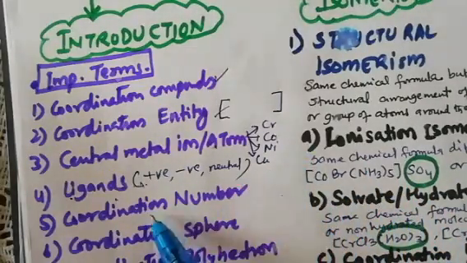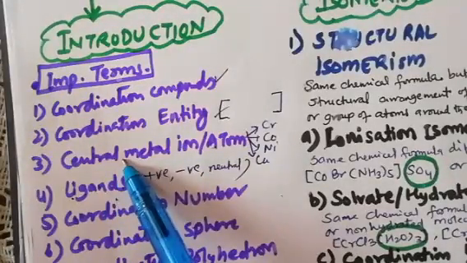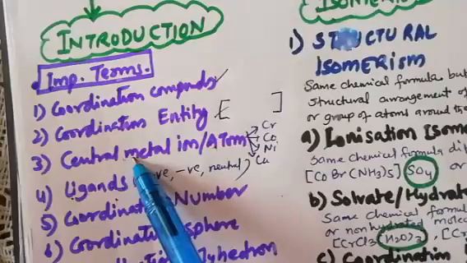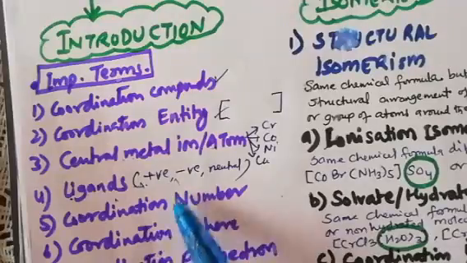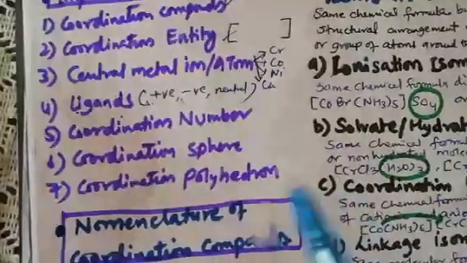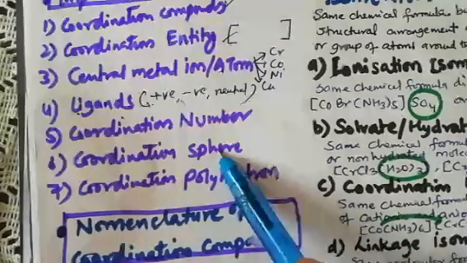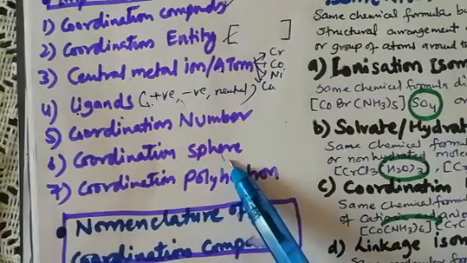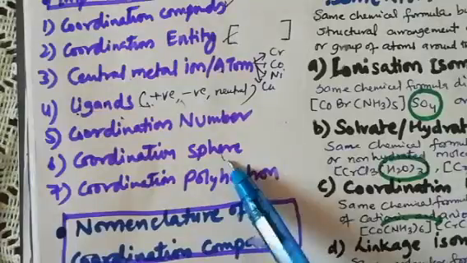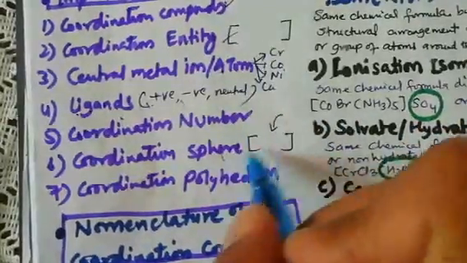Again, the total number of ligands to which the central metal is directly attached in the coordination sphere is called the coordination number. Next is the coordination sphere, along with counter ions. The central atom or ion and the ligands attached to it, enclosed in the square bracket, are collectively known as the coordination sphere. All those things enclosed inside the square bracket form the coordination sphere.